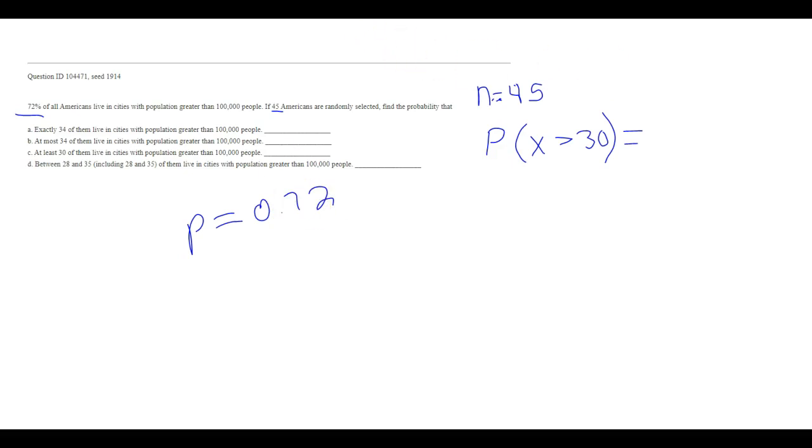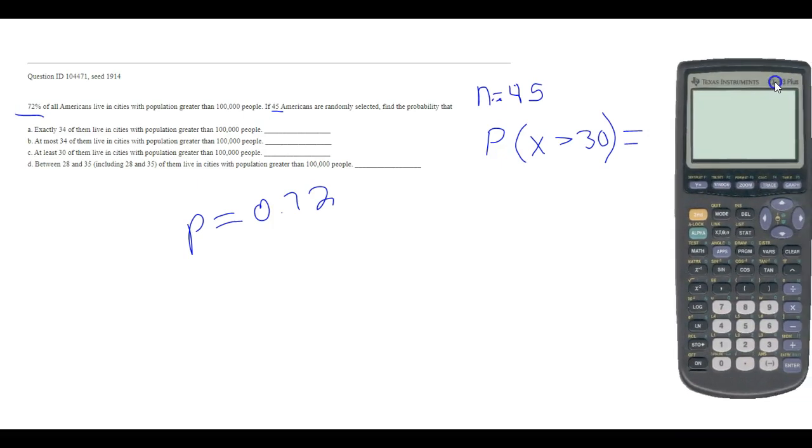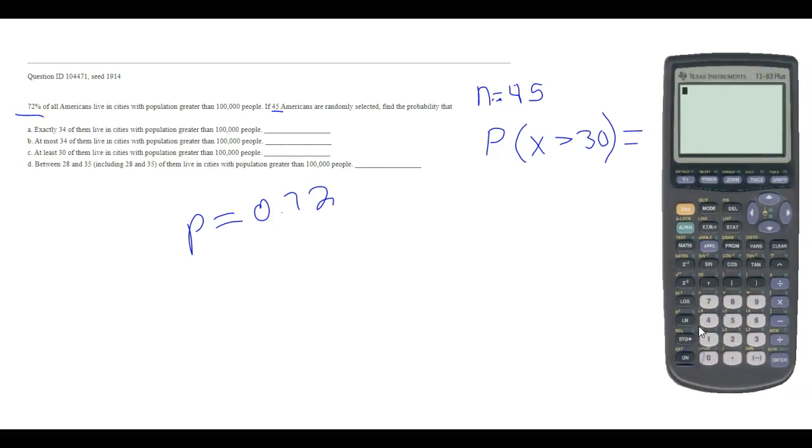Now our calculator, when we use it, we will go to second vars, and that will bring up the distributions, and I want my binomial. I'm going to use the CDF, cumulative, since it's an inequality. It's not an equal, exactly 30. So we're looking for accumulation. However, this looks for everything less than. It doesn't look for greater than. The number of trials goes first, so it's 45. The probability will go next, 0.72.